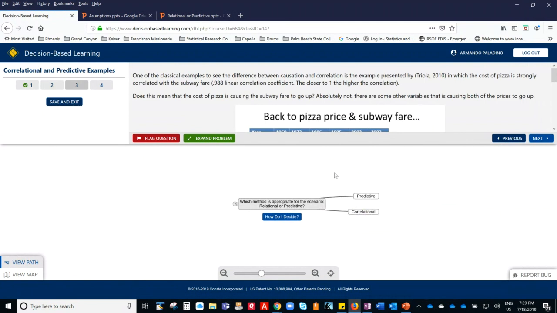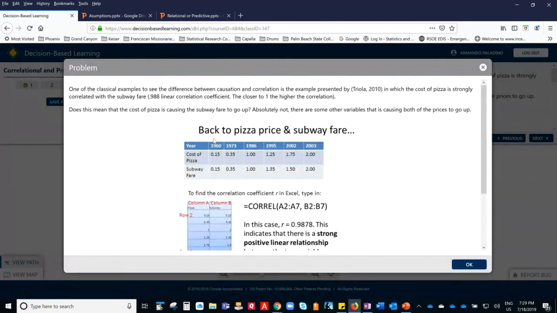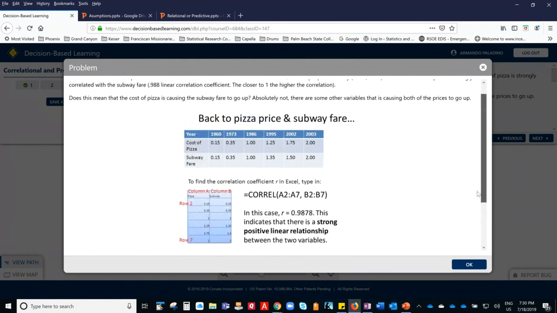Now, remember I told you, one of the classical examples to see the difference between causation and correlation is the example presented by Triola, in which the cost of pizza is strongly correlated with the subway fare. Without bombarding you with the formula, we have to understand this at a high level. We see that the cost of pizza and the subway fare since 1960 are highly correlated, with a 0.988 coefficient, right?